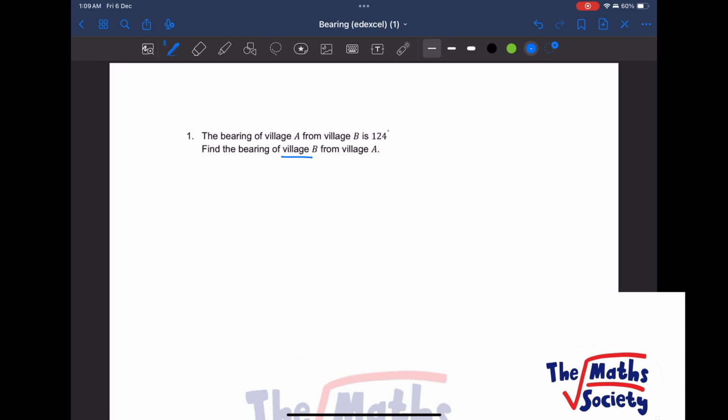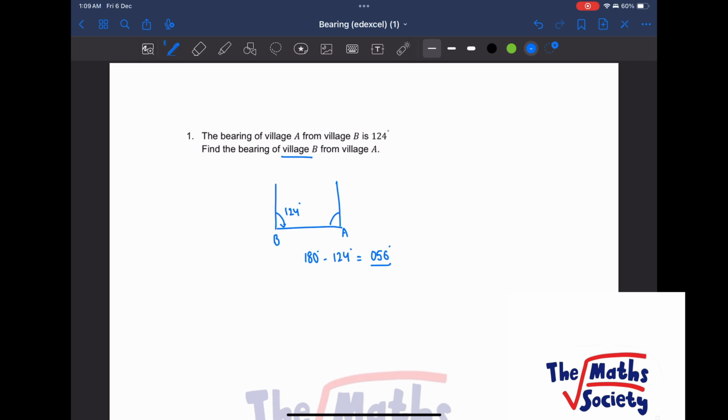So let's first try to position A and B. And it says that the bearing of village A from B is 124, so we know that it's 124. And we know that this still adds up to 180, so it's going to be 180 minus 124, which will get an answer of 56. And remember to always write in 3 numbers for bearing.